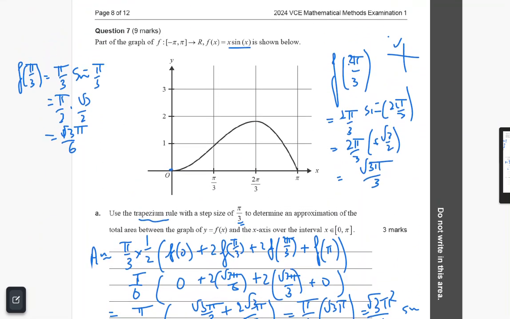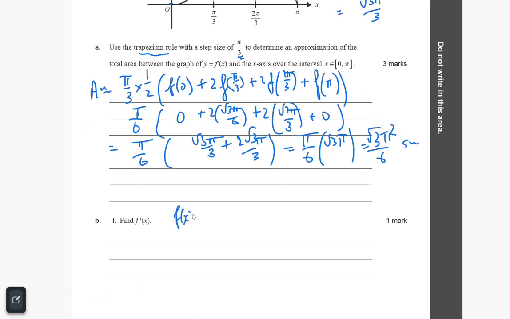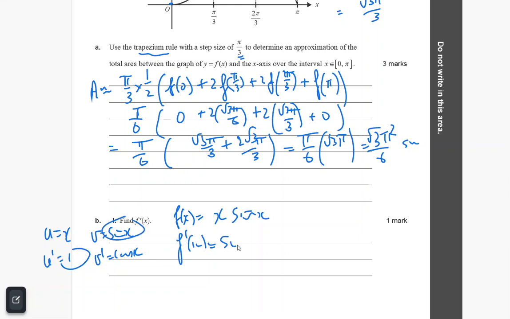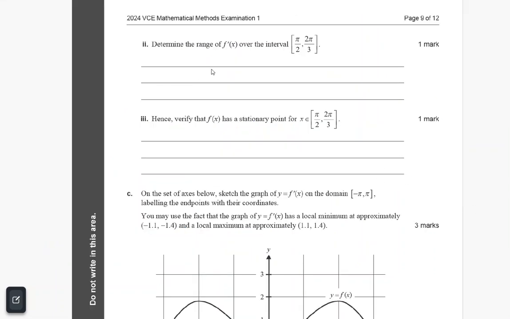Find the derivative. So we have x sine of x. So f of x equals x sine of x. So u equals x, u dash equals 1, v equals the sine of x, v dash equals the cos of x. Therefore, f dash of x is going to be sine of x plus x cos of x. And over the page, determine the range of the derivative over this interval.